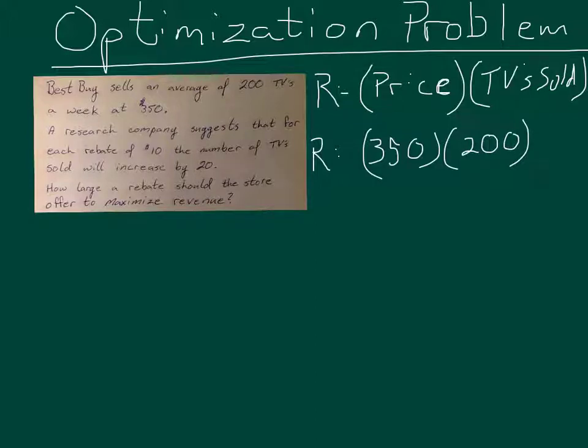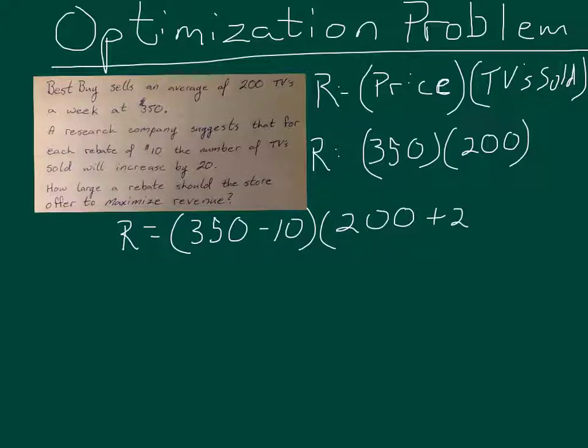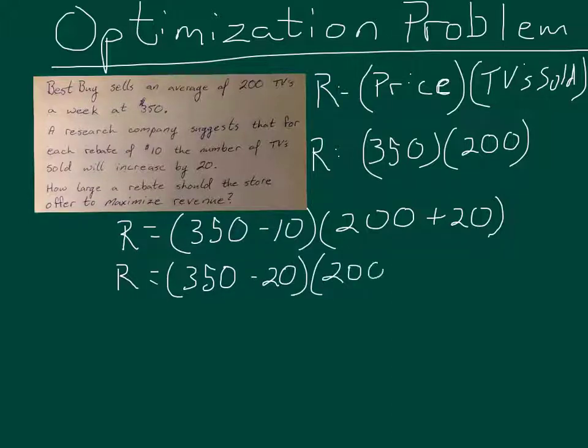When I give a rebate, I'm going to essentially decrease the price by 10. So my revenue will then be 350 minus 10. The TVs sold will increase by 20, so that will be 200 plus 20. If I make another change, I can get 350 minus 20. My TVs sold will increase by 40.